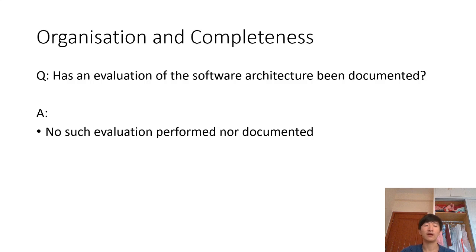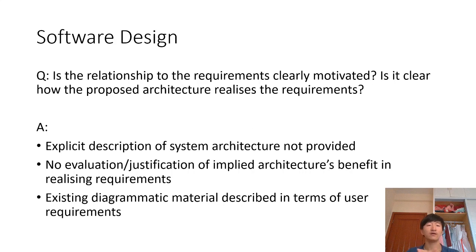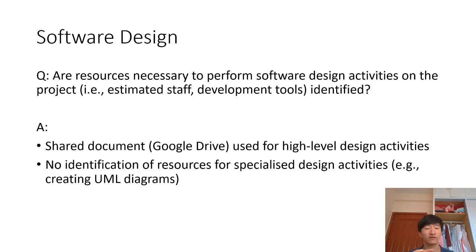I will now discuss our SDD with regards to software design. So our SDD currently does not provide any explicit description of the overall system architecture, nor does it formally evaluate or justify the extent to which the implied architecture realizes the user requirements. However, the data model, features of the user interface, and components of the context model are all described in terms of user requirements. For high-level software design activities, we use a shared software design document hosted on Google Drive. We have not identified the resources necessary to perform more specialized and low-level design activities. For example, the tools we might need to create UML diagrams.